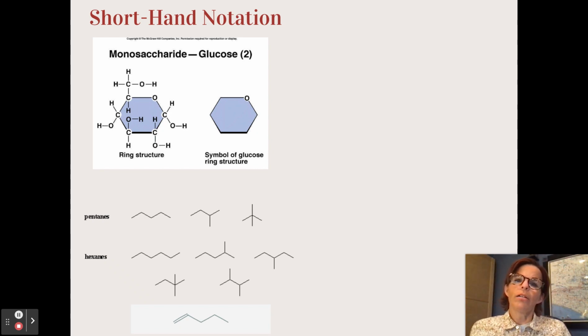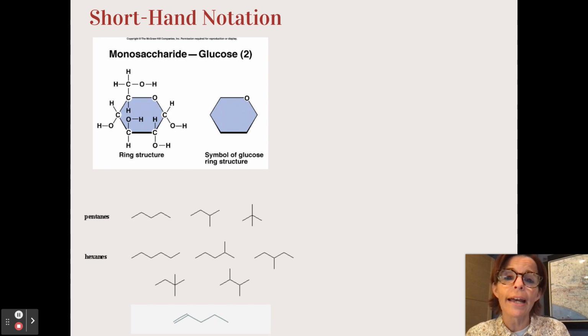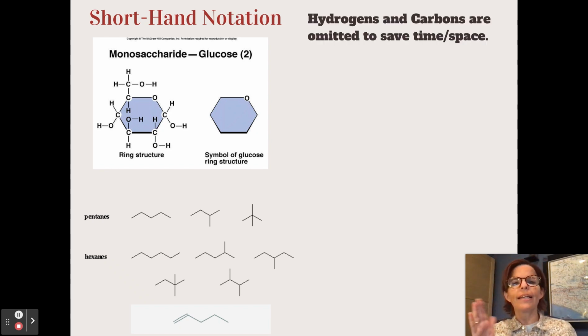Scientists don't have time to draw all that, and so we have figured out ways to draw these complicated molecules with a shorthand style. Look at the second diagram that's in blue. That's the same thing. That's glucose, but they've shorthanded it to just the ring, the hexagon, and they indicate the one element that's not carbon with an O, for oxygen. It says hydrogens and carbons are omitted to save time and space.